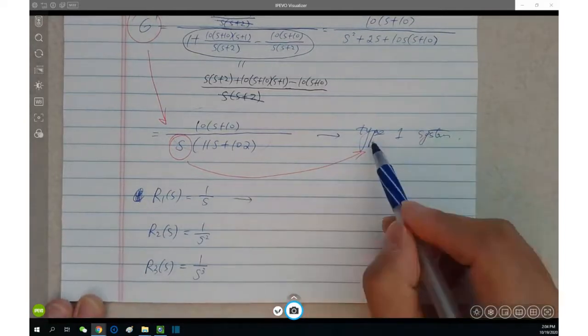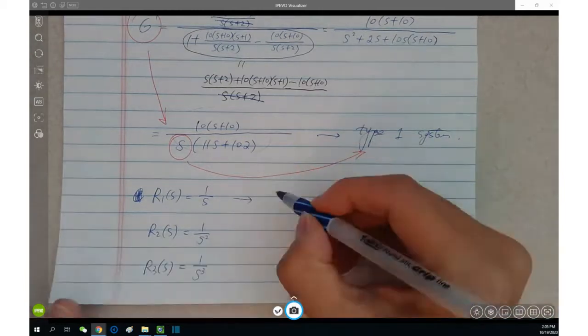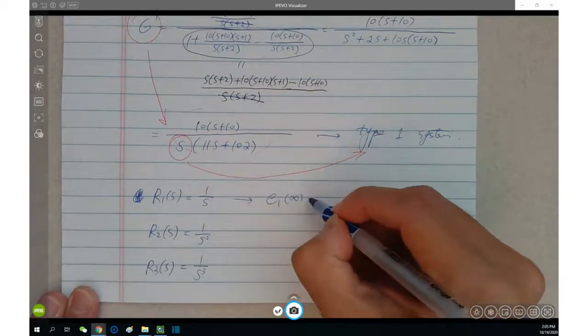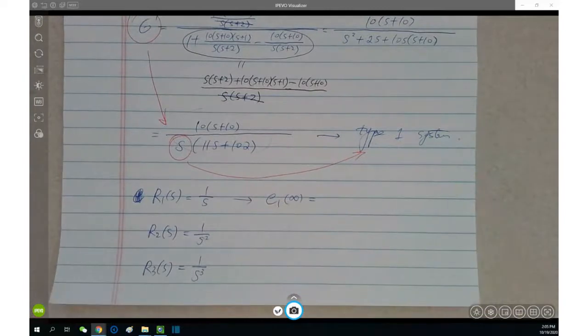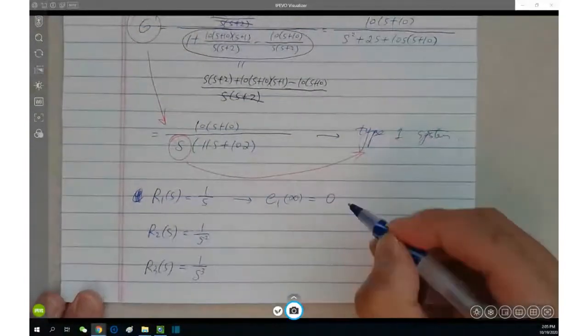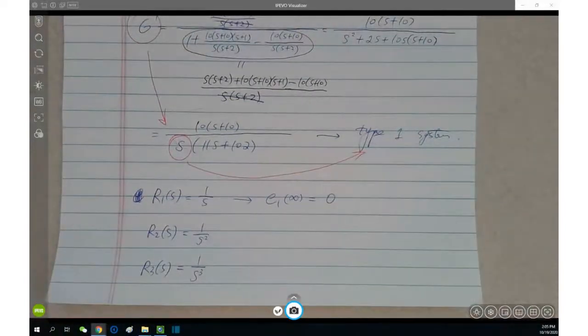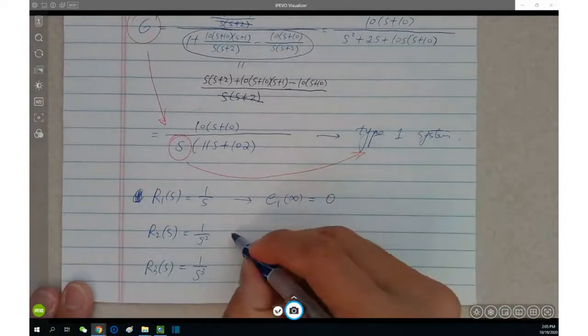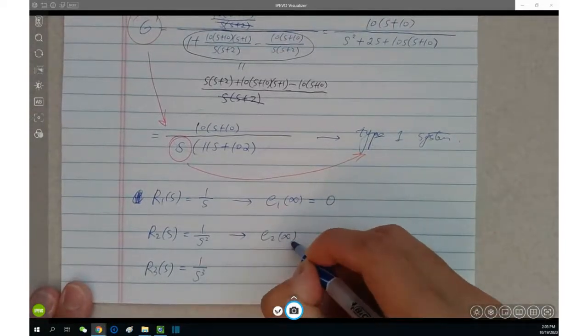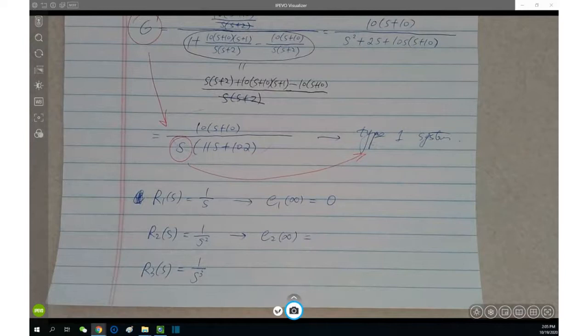Because of the type 1 system, what is the conclusion? Step input, what is the steady state error? This is type 1. What is it? Good. Okay, 0 is right. Type 1, ramp input, what is the steady state error? What is it?